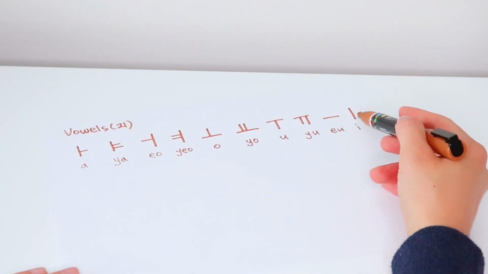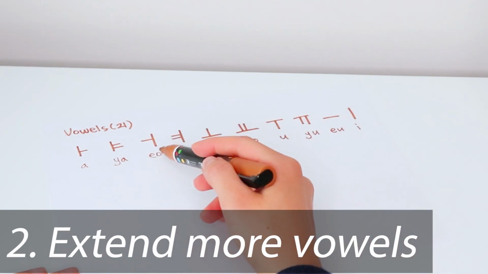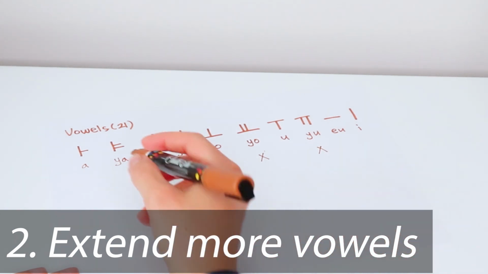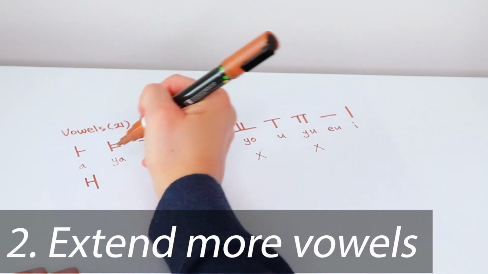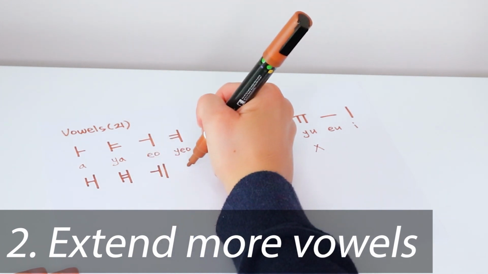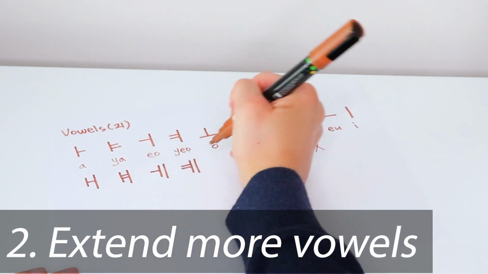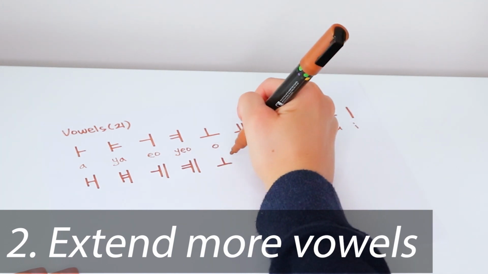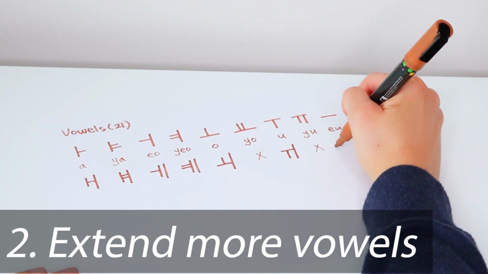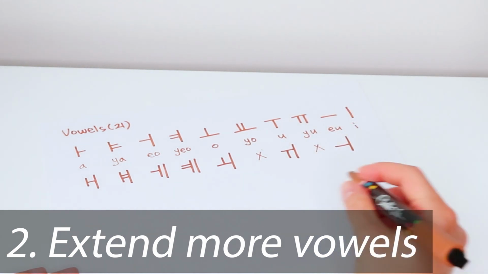You can pretty much extend another 11 vowels just from the first line of vowels that I just showed you. So you're gonna combine this vowel with every vowel except for this one and this one. Okay? 애, 얘, 에, 예, 왜, 위, 의.